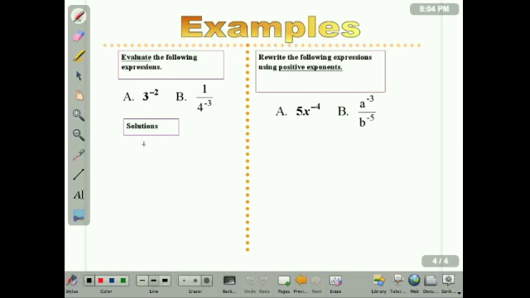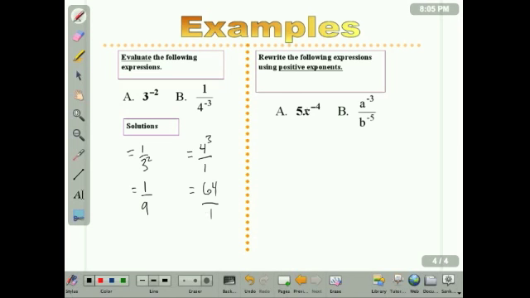So let's take a look at these examples. 3 to the negative 2 is equal to 1 over 3 to the positive 2, which is equal to 1 over 9. 1 over 4 to the negative third, its reciprocal is 4 to the third over 1, which is equal to 64 over 1.